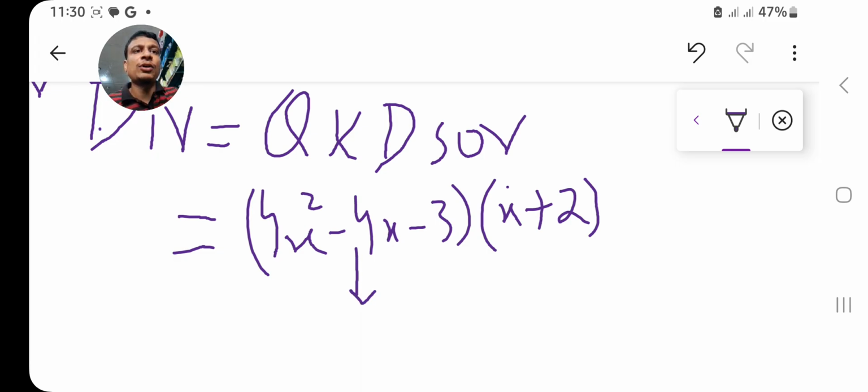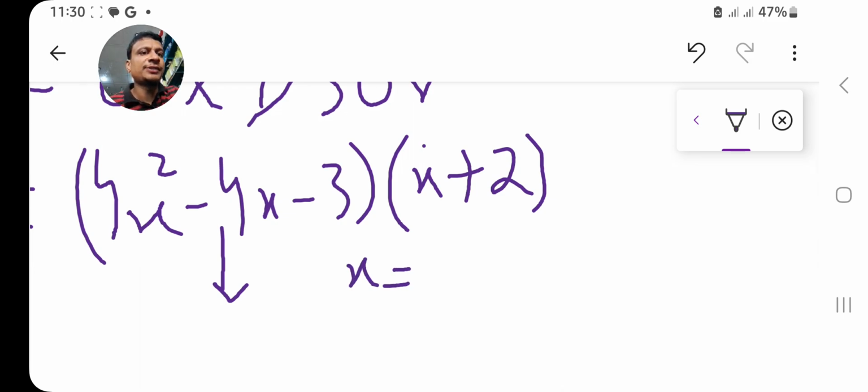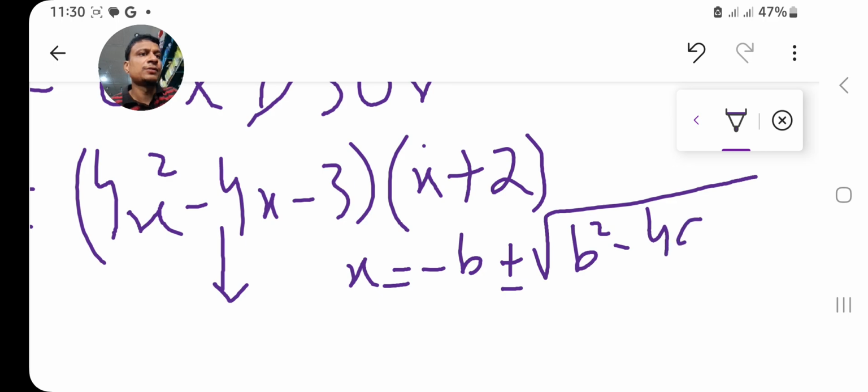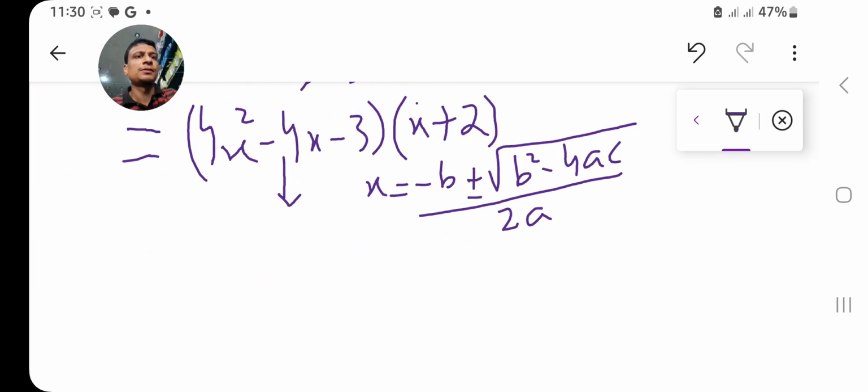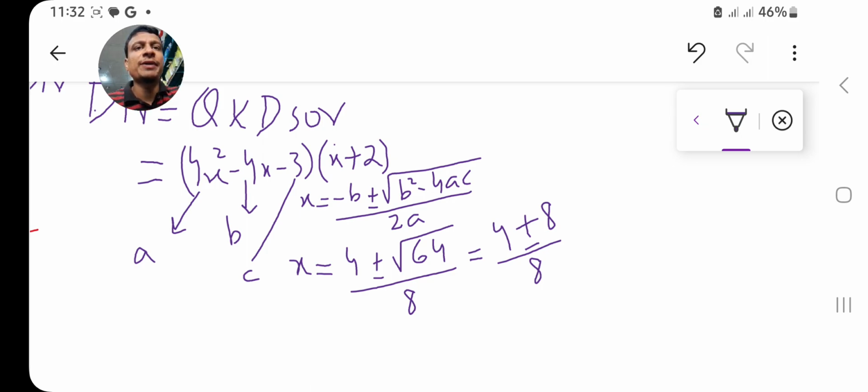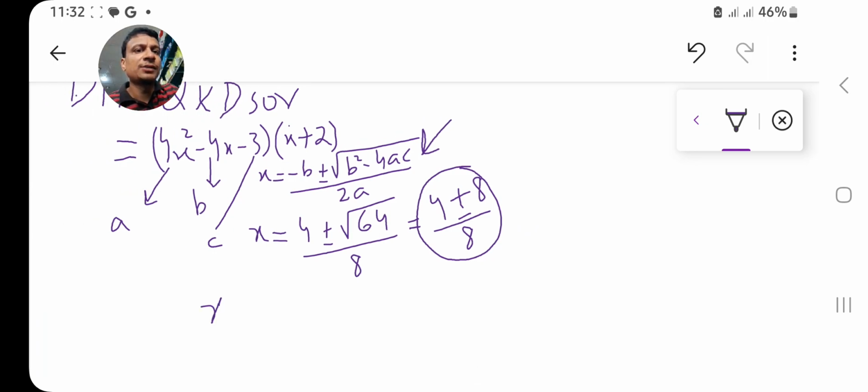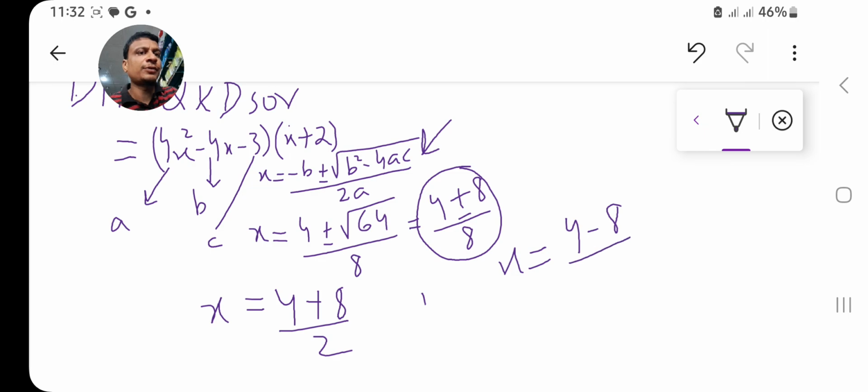Mind it, this quadratic equation cannot be factorized directly using middle term break or a method like that, so we will use the quadratic formula, that is x equals minus b plus minus square root of b square minus 4ac, divided by 2a. After solving the quadratic equation 4x square minus 4x minus 3 using this formula, we get x equal to 4 plus minus 8 divided by 8. So we get x equal to 4 plus 8 upon 2 and x equal to 4 minus 8 upon 2.